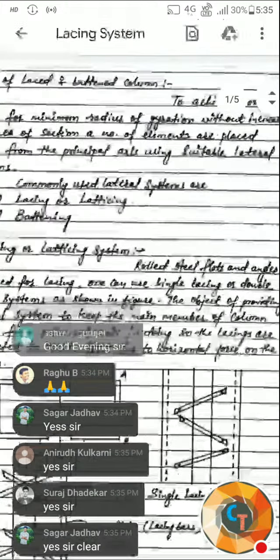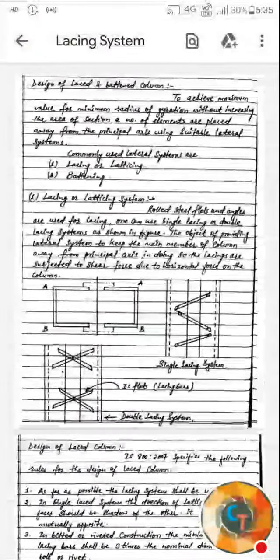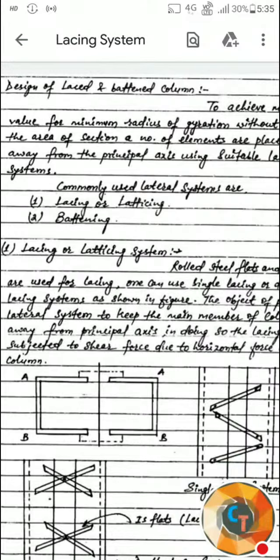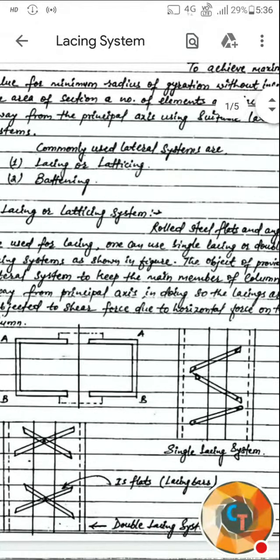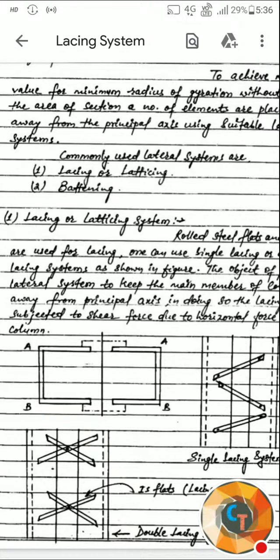Okay, I'll start the discussion on basics of laced columns. Generally the lacing is there. A design of laced and battened columns. Today in this class we'll be discussing the lacing system. Generally what happens when the buckling is quite high, even members like an I section along with the plate will not be able to resist that buckling. In that case you need to increase the section size.